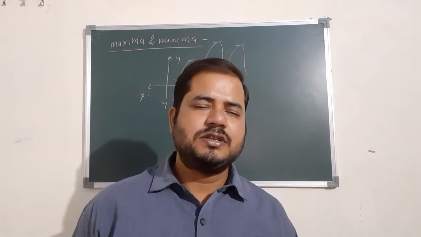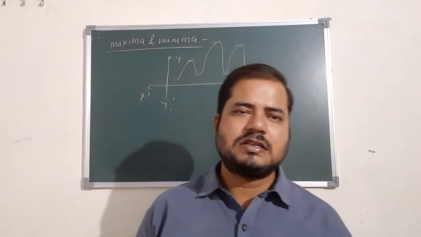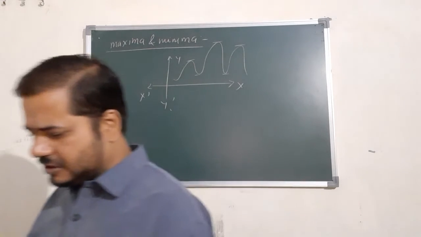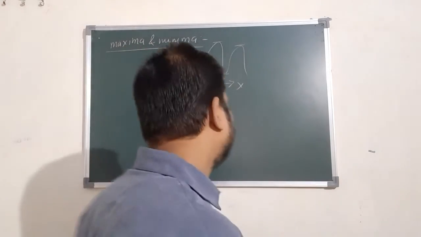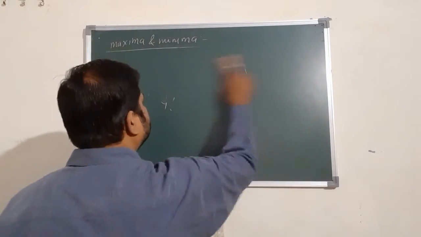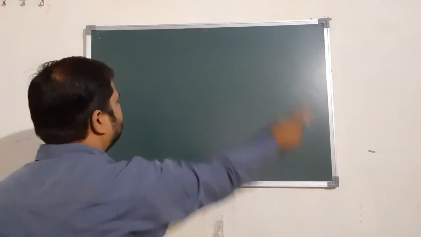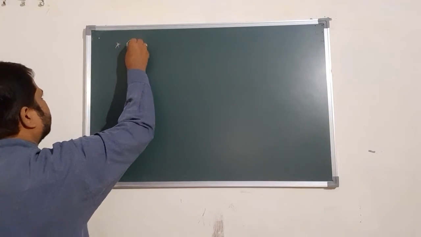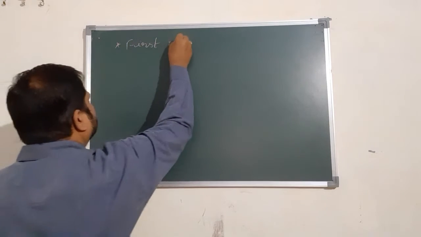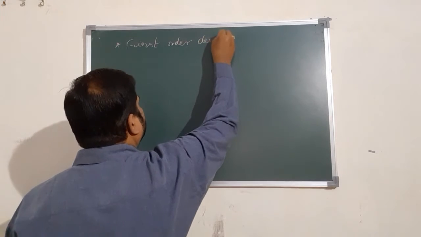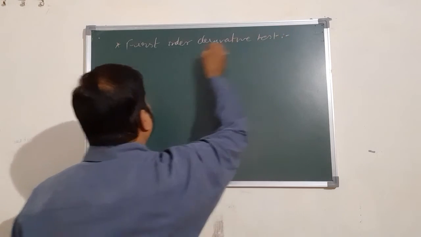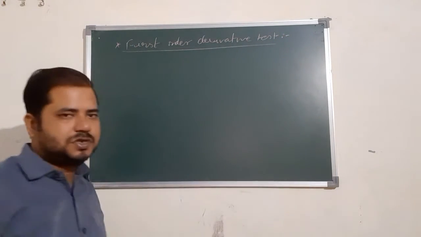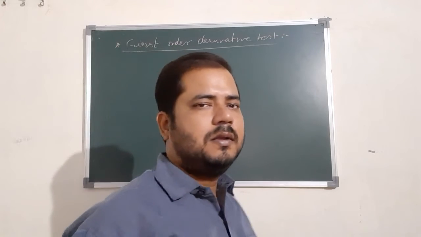So there are two tests. First one is the first order derivative test and second is the second order derivative test. So see, first is the first order derivative test for maxima and minima. First order derivative test for maxima and minima.